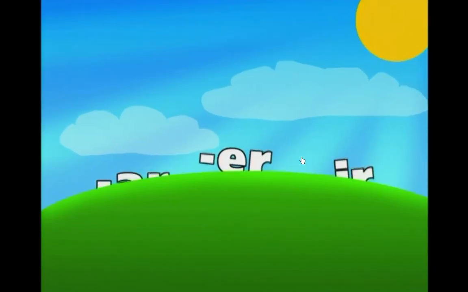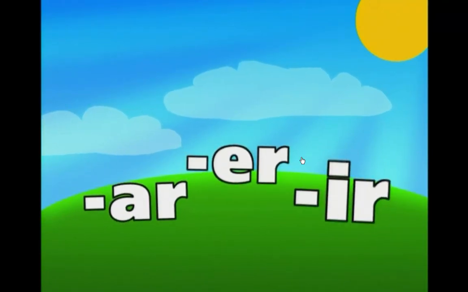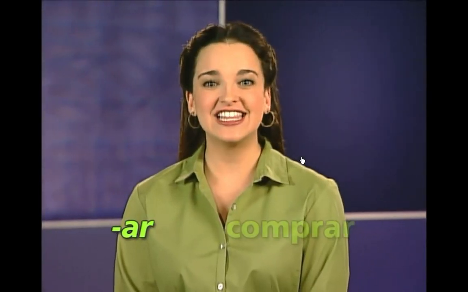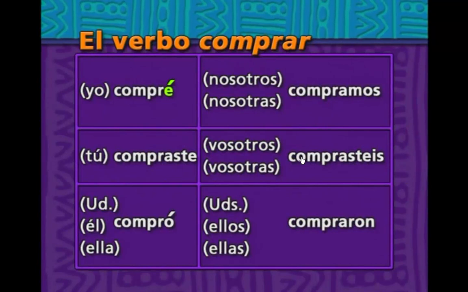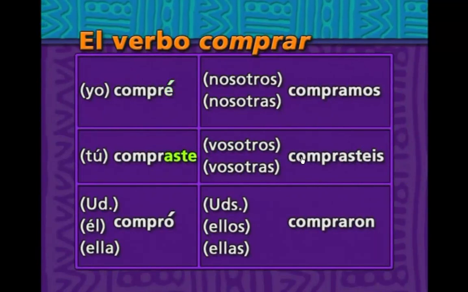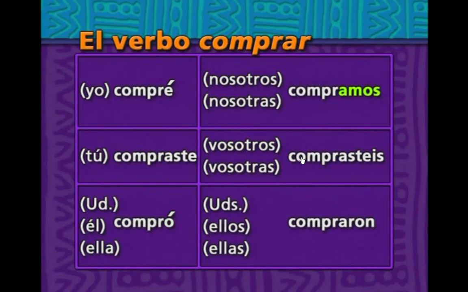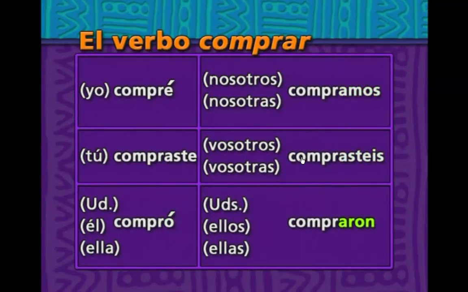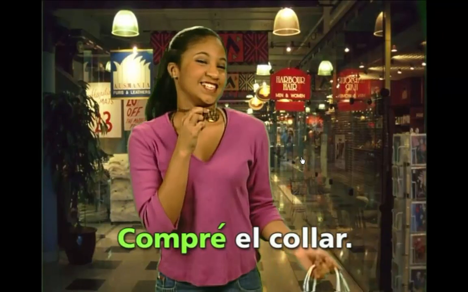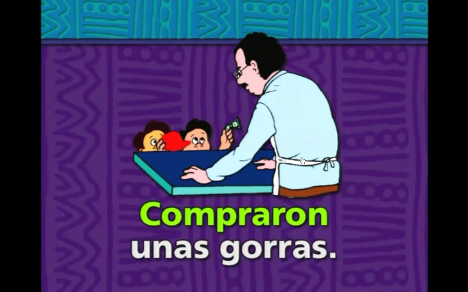Coming up over the horizon are the preterite forms for regular AR, ER, and IR verbs. Let's cover AR verbs first. Let's start with comprar, to buy. Compré, compraste, compró, compramos, comprasteis, compraron. Compré el collar. Compraron unas gorras.